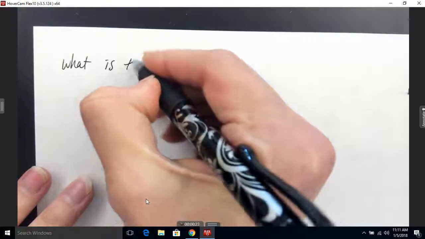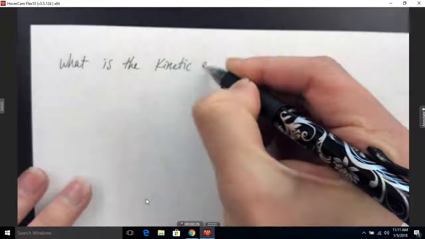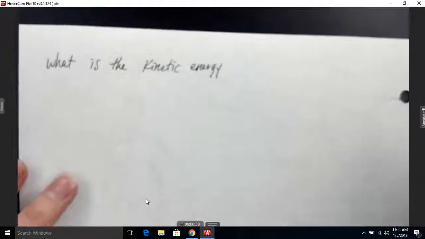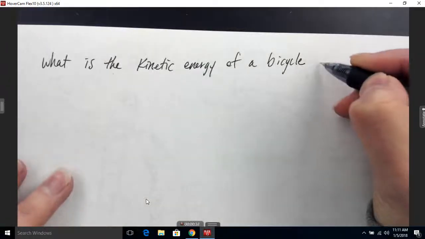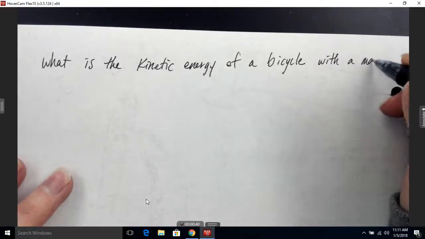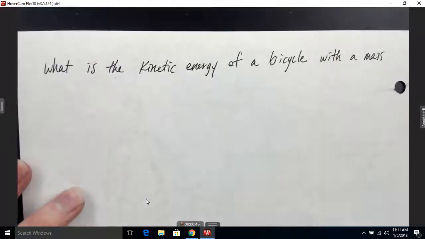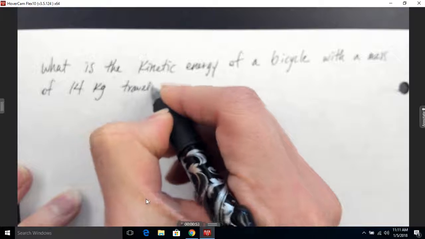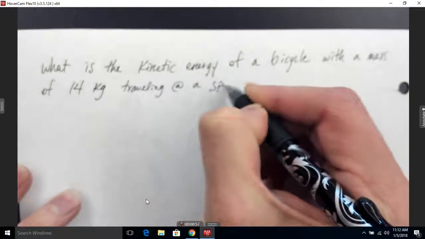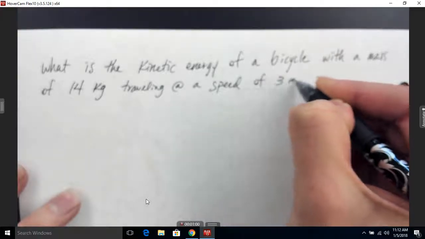Okay. All right. Here's the problem that we're working with. What is the kinetic energy of a bicycle with a mass of 14 kilograms traveling at a speed of 3 meters per second?